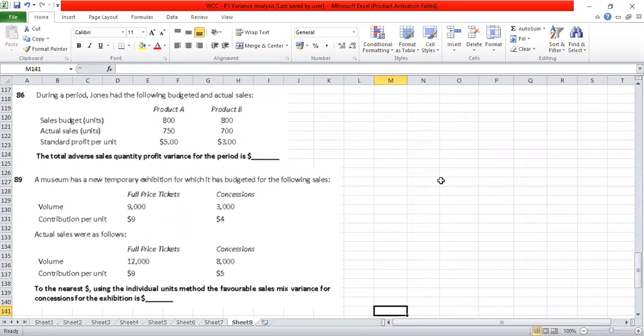During a period, Jones had the following budgeted and actual sales: product A, product B, the sales budget, then actual sales, and then standard profit per unit. Would you do this one? Yes, ma'am. Please. First, calculate the weighted average profit per unit.